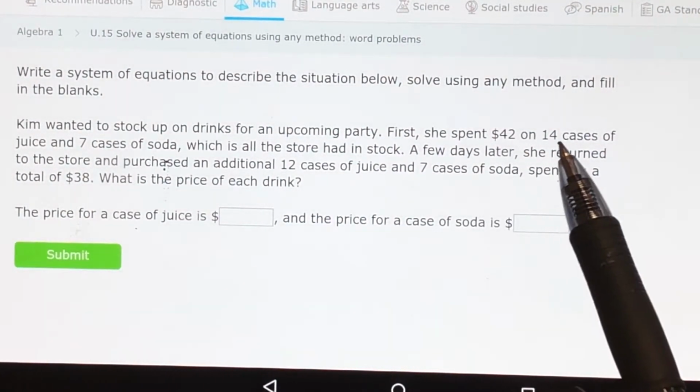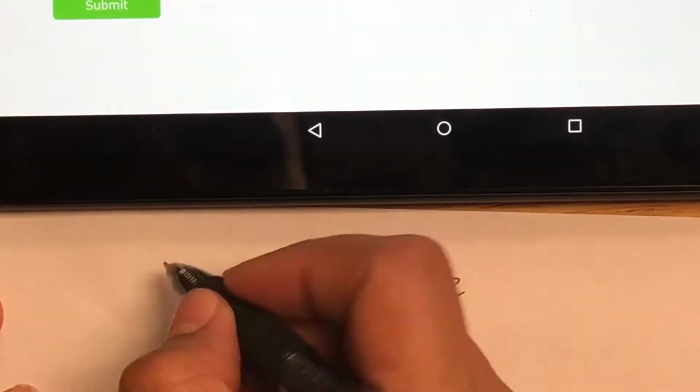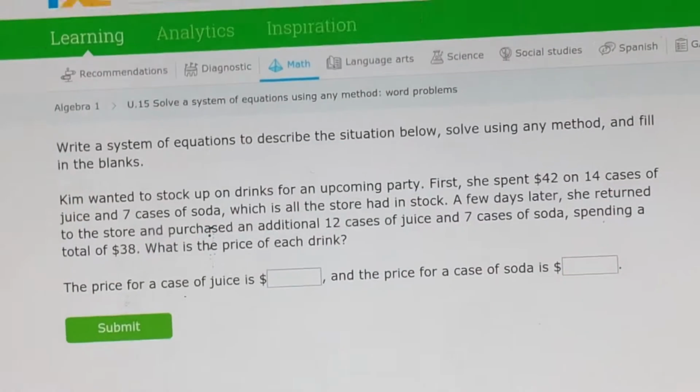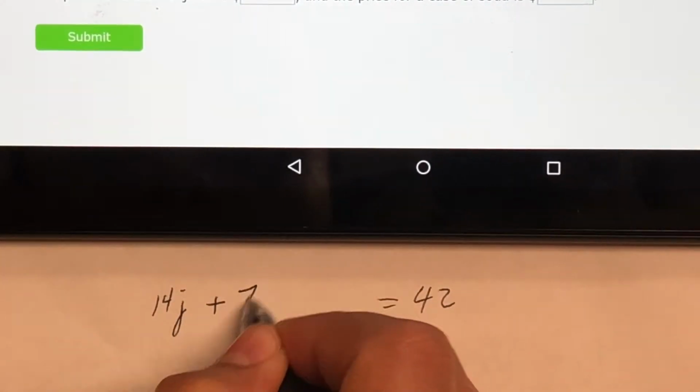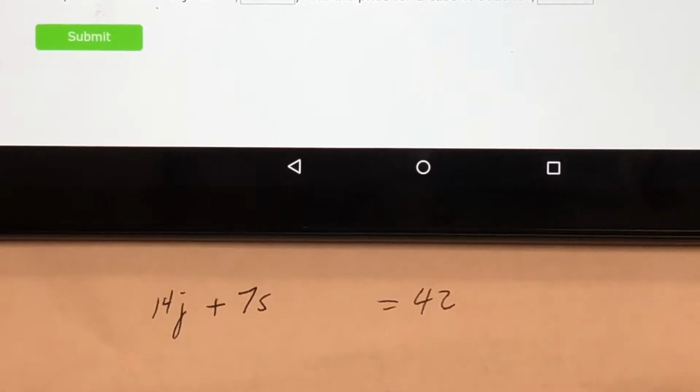First, she spent $42 on 14 cases of juice, so 14 cases of juice plus 7 cases of soda. Both of these, whatever she spends, is $42.